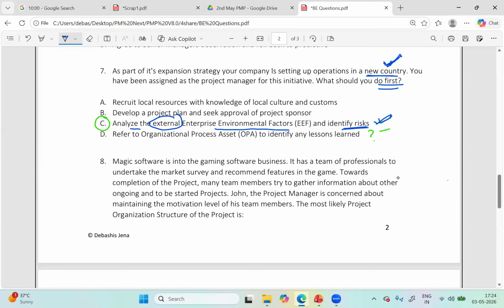Now let's check why not D. If somebody thought about D, what is D? Refer to OPA for lessons. You do that in any project. But you know why D is not more appropriate than C? It's a new country, so there won't be as many learnings. So D becomes less important. That's why C is the right answer because of the new country.